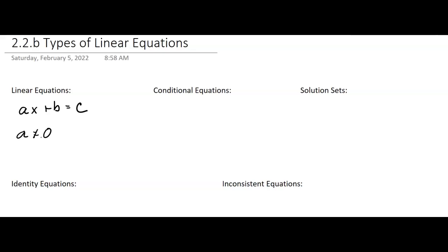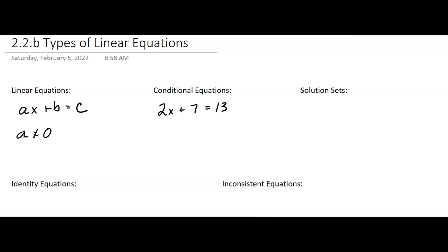Okay, so first we're going to talk about what's called a conditional equation. Let's say we have the equation 2x plus 7 equals 13. This is what we call a conditional equation. It might be true, might not be true. Depends on what x is, right? We don't know what x is.